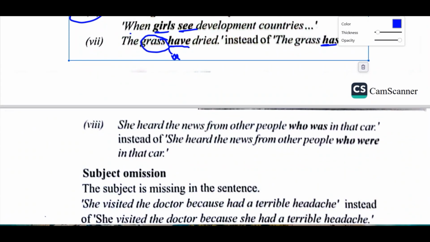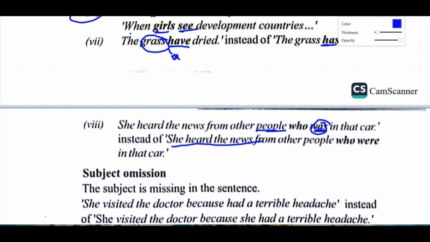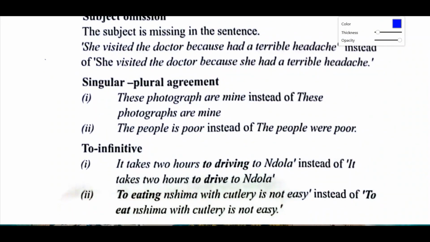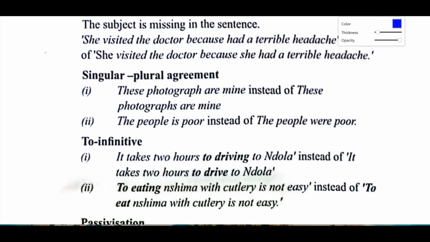Then we have this one. "She heard the news from other people who was in that car." So the problem is "who was." So "was" is singular. We are talking about other people. So the correct one should be "she heard the news from other people who were in that car." So make sure you work on these minor mistakes.